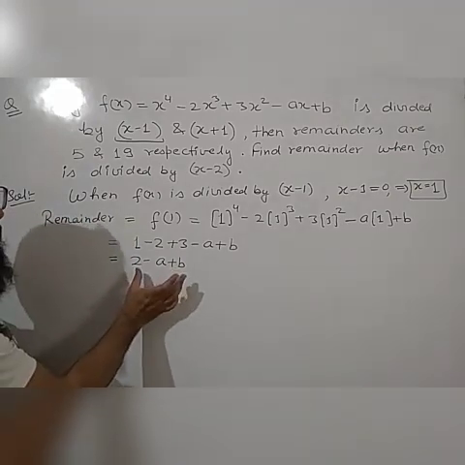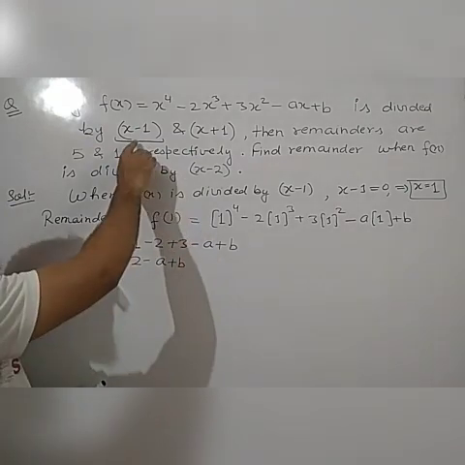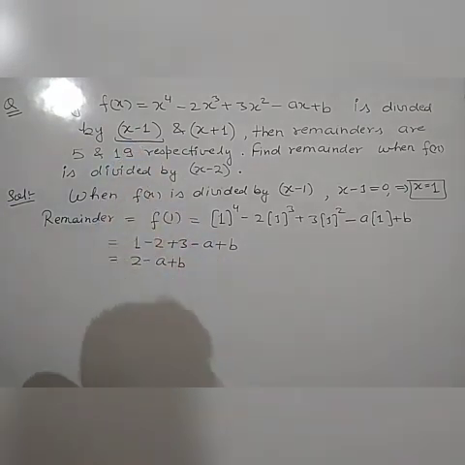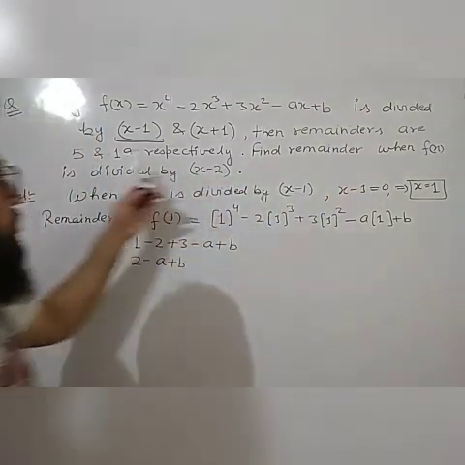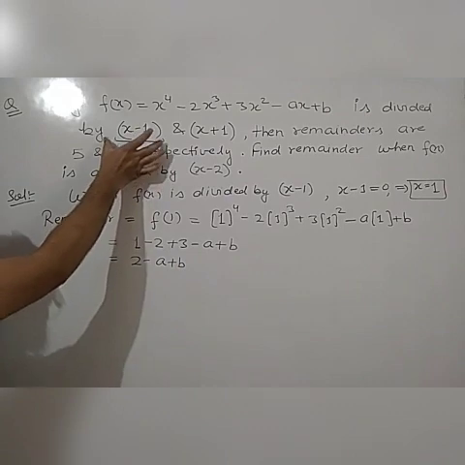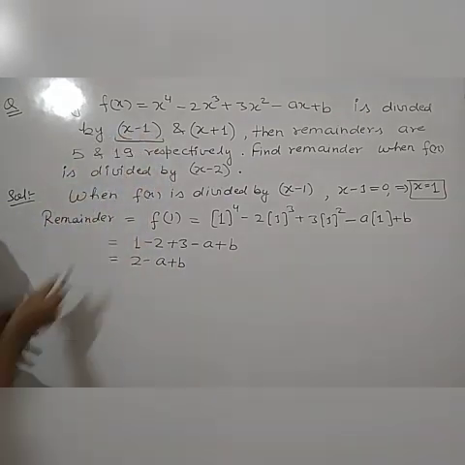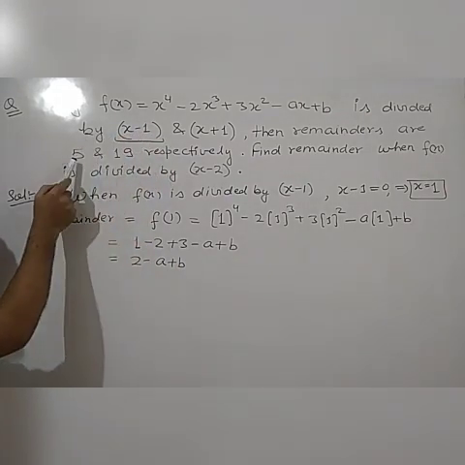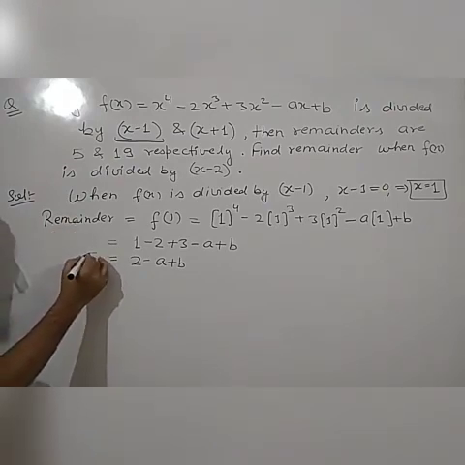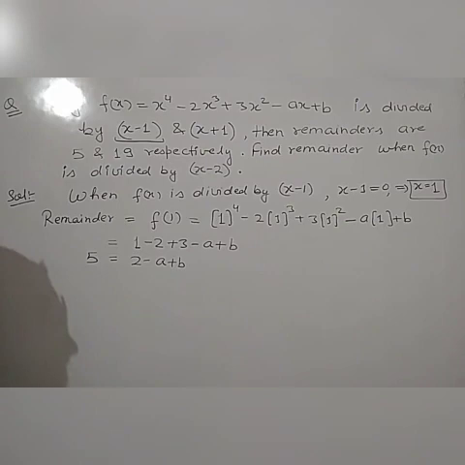It is coming out as the remainder by dividing with x minus 1, and we have been given its value also. The remainders are 5 and 19 respectively. It means when we are dividing by x minus 1, the remainder will be 5. So we can put the value of the remainder, which is equal to 5.